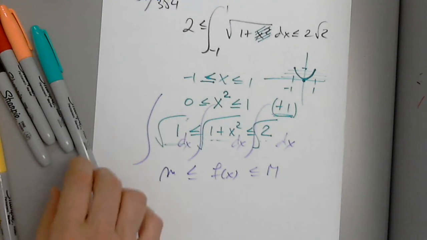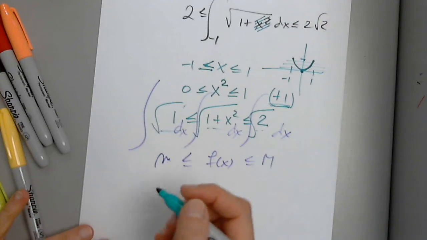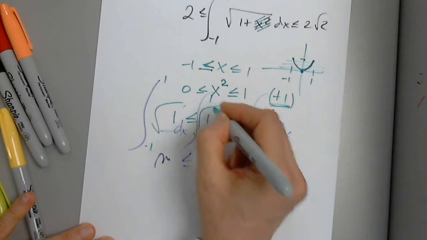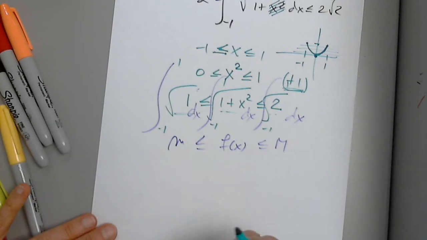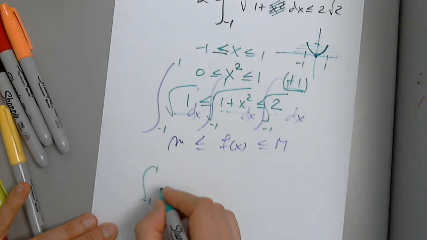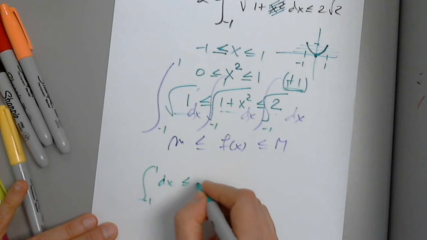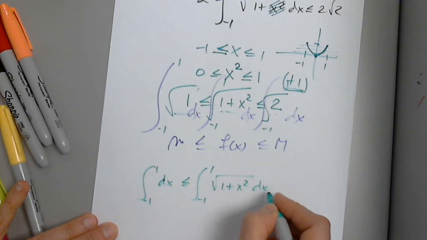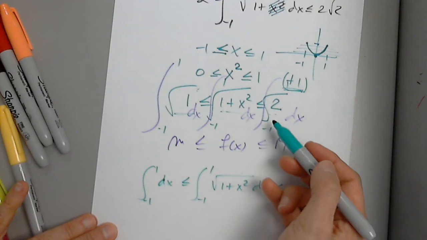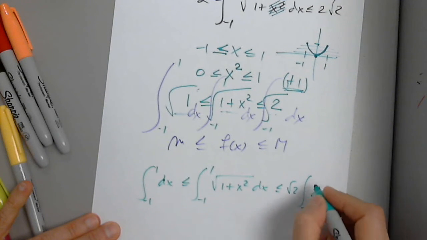So now I'm integrating. Can anyone give us the integral on the left? Of course, between -1 and 1, on all three. Let me write this one more time because it looks confusing. The integral from -1 to 1 of dx, because it's just 1, the square root of 1 is 1, is less than or equal to the integral from -1 to 1 of the square root of 1 plus x squared dx, which is less than or equal to the square root of 2. I can put it in front, the integral of dx from -1 to 1.